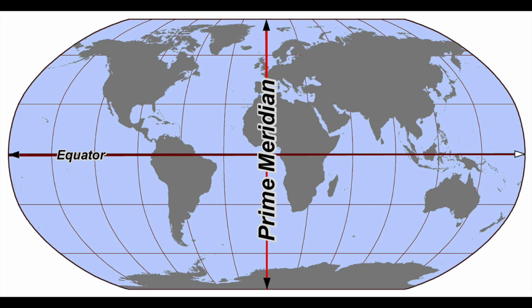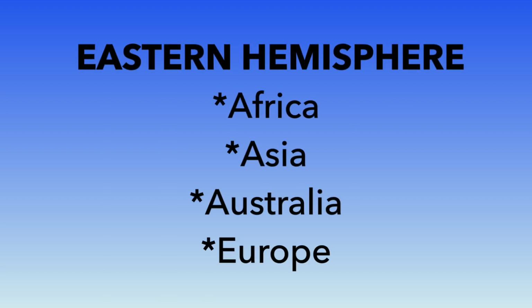Now, I know Antarctica is in the Eastern and Western Hemispheres. We're not going to be studying that continent because it's uninhabited. But which Eastern Hemisphere continents will we study this school year? The continents of the Eastern Hemisphere that we will study are Africa, Asia, Australia, and Europe.